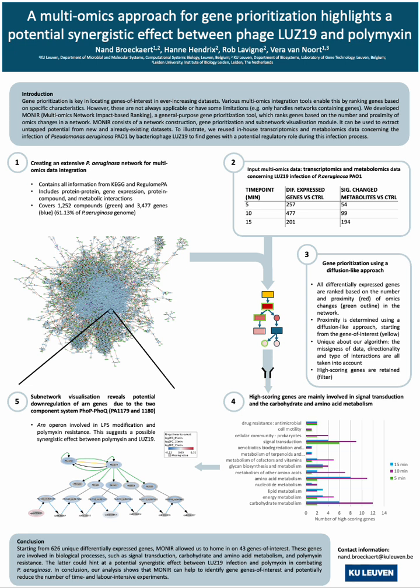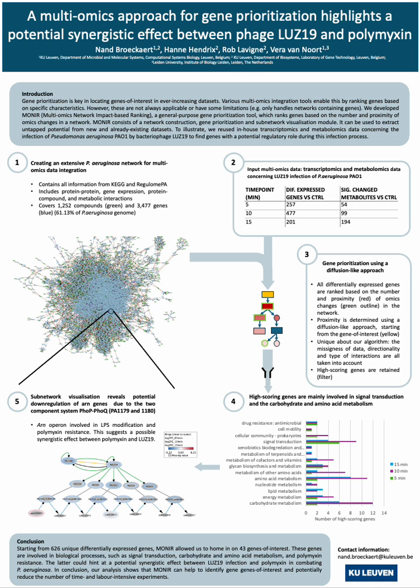This subnetwork visualization reveals that those two genes, which are FOP and FOQ and encode a two-component system, are downregulated and also seem to be downregulating genes from the ARN operon. This operon is involved in LPS modification and polymyxin resistance. So, in other words, our analysis seemed to suggest that there is a possible synergistic effect between polymyxin and Lus19.